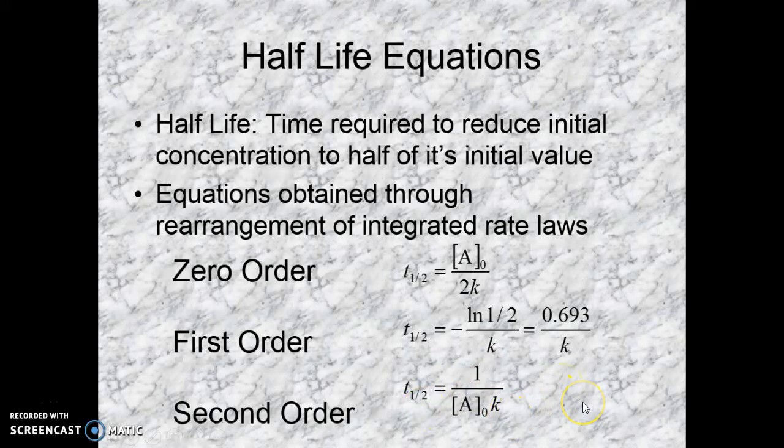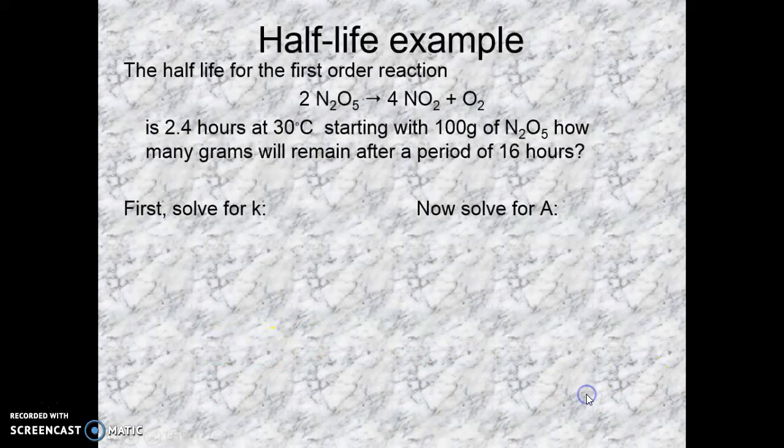So for radioactive particles, they are only considered 1st order. But let's take a look at just a generic chemical reaction first. The half-life for the 1st order reaction is 2.4 hours at 30 degrees Celsius. If we start with 100 grams of N2O5, how many grams will remain after a period of 16 hours?